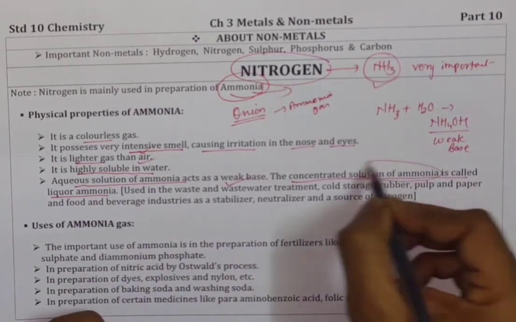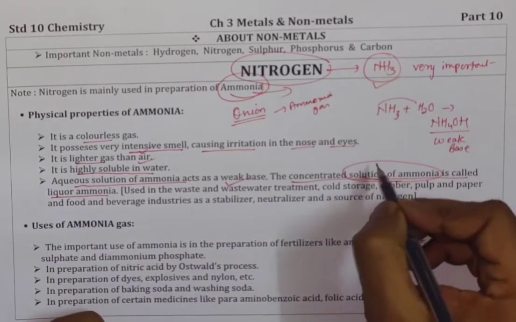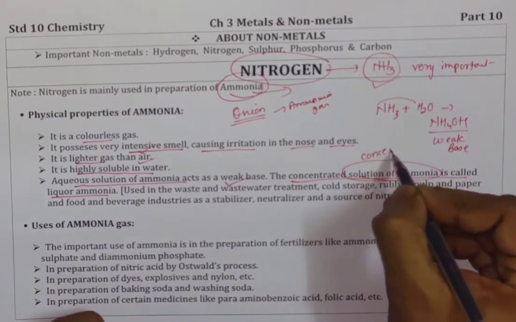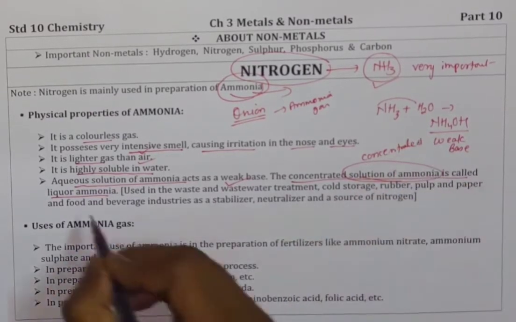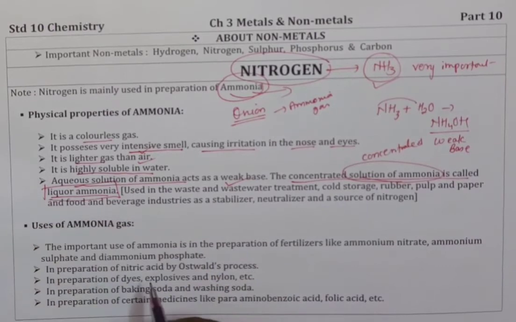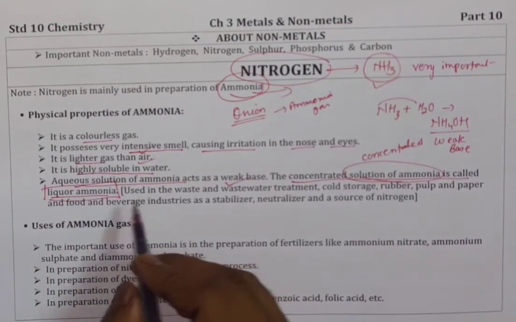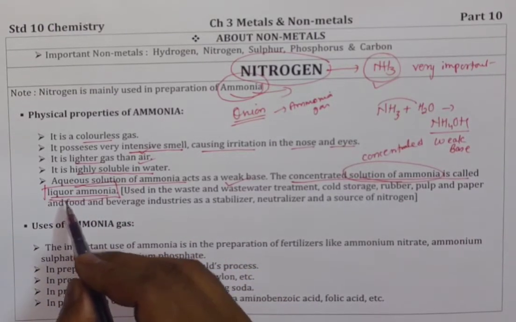The solution of this ammonia, which you make by dissolving in water, if you take concentrated one, then it is called liquor ammonia. Okay. Now just for your knowledge, yes, where is liquor ammonia used?